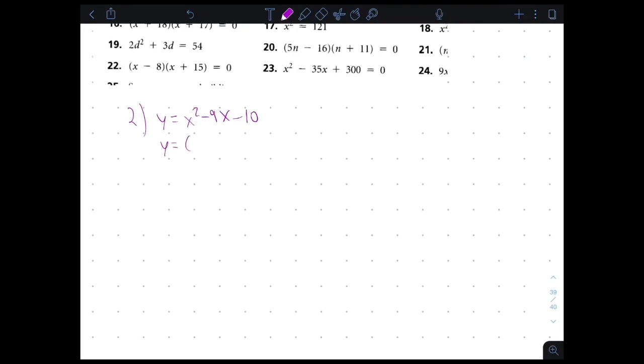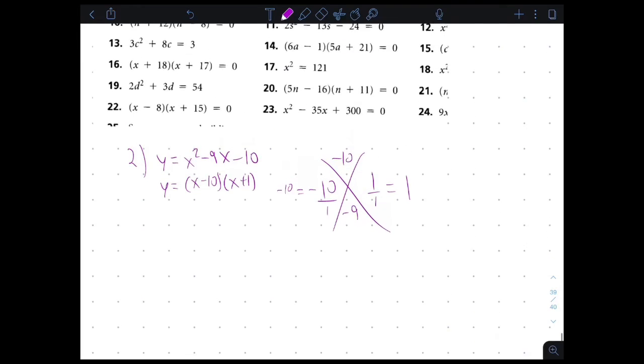factor it. So y is equal to, let's make the factoring x, negative 10 on top, negative 9 on the bottom: a 10 and a 1, and let's make the 10 negative. Negative 10 times 1 is negative 10. Negative 10 plus 1 is negative 9. So my factors are x minus 10, x plus 1. With these factors, we can see that y is equal to x minus 10 times x plus 1.